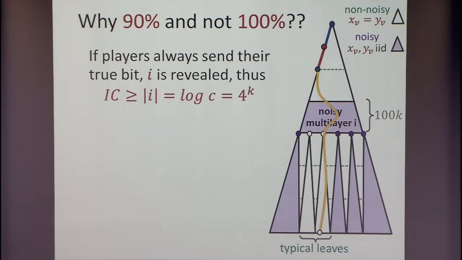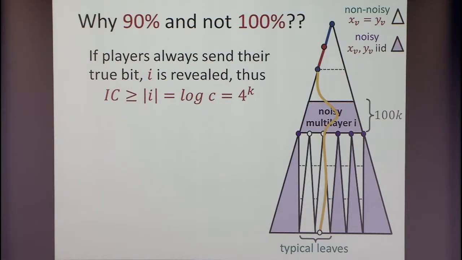If the players always send their true bit, then this will reveal I. So it will reveal the noisy multi-layer. And the reason is that, suppose that they agree to always say the right bit, then the first time that Bob disagrees with Alice, what she sends is different than what he had, then he knows that they probably reached multi-layer I. Because if they didn't reach multi-layer I, they're supposed to agree on the bits. So the first time they disagree, he knows that they got to multi-layer I.